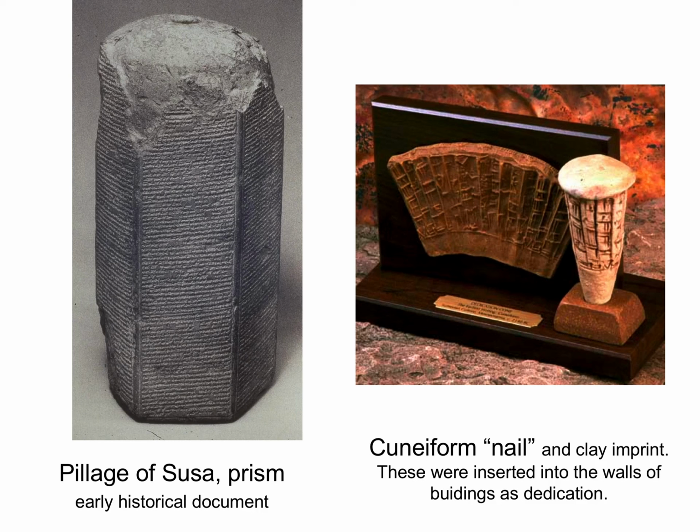The pillage of Susa on a prism is one of the earliest historical documents we have, and on the right a cuneiform nail with its clay imprint, and those were inserted into the walls of buildings as dedication, so that we know when the building was built, by whom, for what purpose, and so on. And sometimes those buildings are destroyed, don't exist anymore, but we have nails for that information in history.